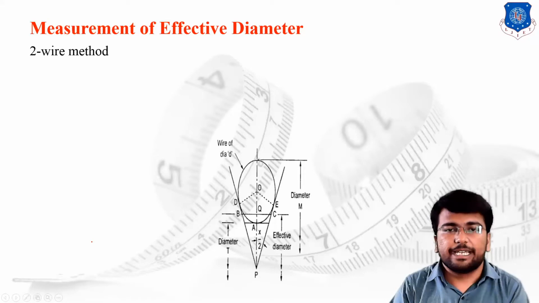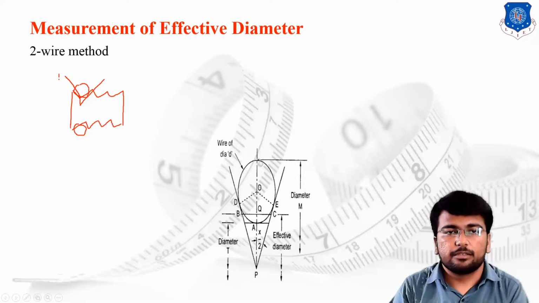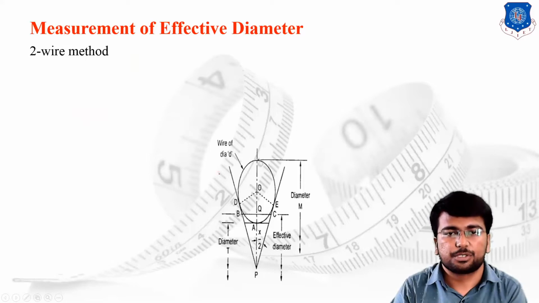To understand the derivation, first of all, let us understand the conceptual figure of this particular profile. Suppose this is our two-wire method. The wire has been placed over here, another wire has been placed over here. What we have done is taken the cross section of this particular view. In this view, the two flanks have been provided and the wire has been placed over the flank.